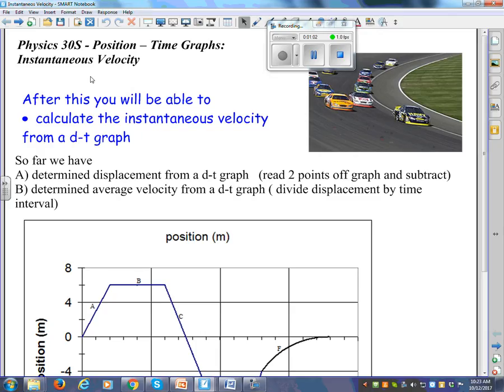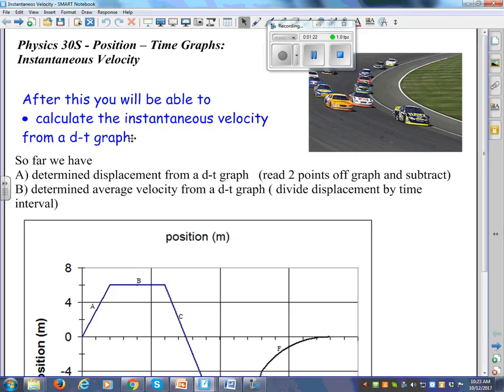When you're driving along the highway and you look down at your speedometer, that is your instantaneous velocity, your instantaneous speed. How fast are you going right now? Your average speed might be something quite different, right? How you speed up and slow down. So now we're going to try to find out how to calculate instantaneous velocity from a DT graph.